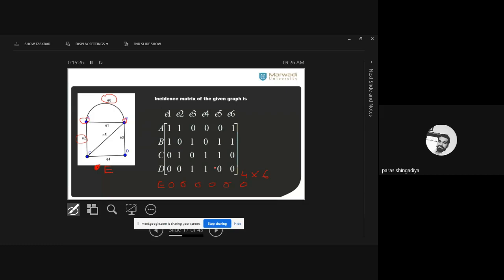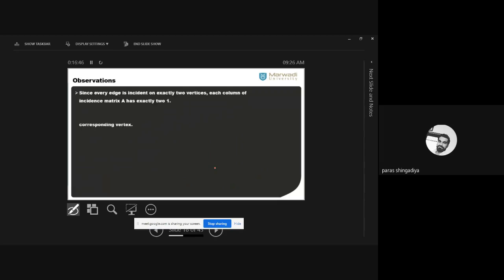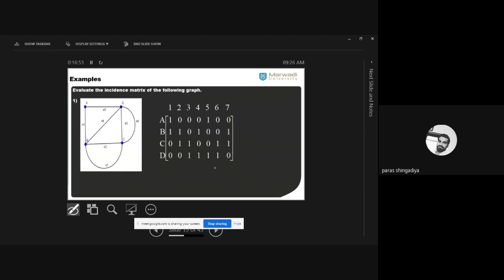That is E1, the first column, and the last column. They are identical, means entries are the same. 1 1, second entry is also 1 1, and the rest of both entries are 0. Clear? So that will be the same if the two edges are parallel. Then these two columns also reflect the same answer. Clear? Because they have the same endpoints. So up to this we had discussed in the last lecture. Clear? Definition of incidence and definition of adjacency matrix. Clear? And one example of incidence matrix.